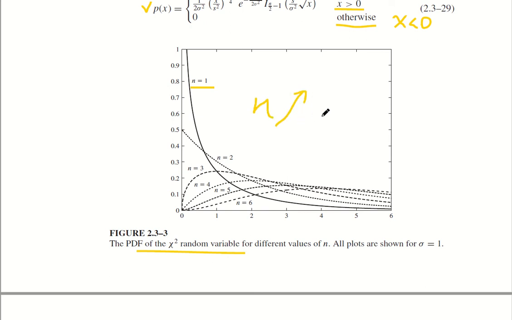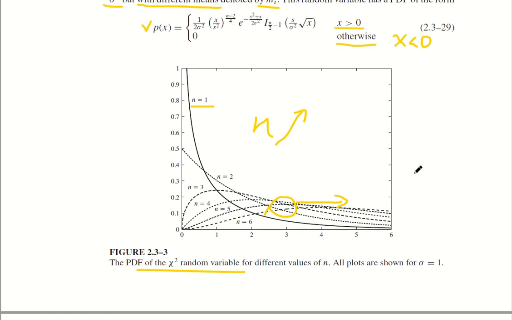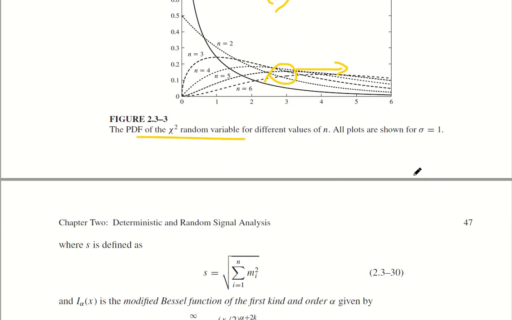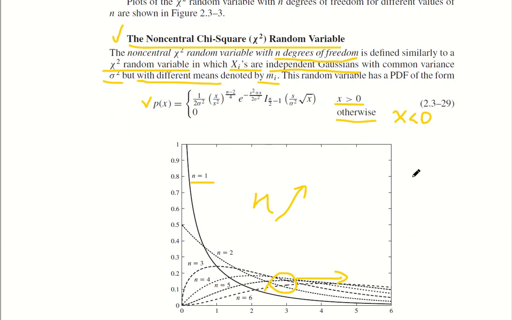meaning that you are doing summation for more Gaussian random variables, the probability density tends to spread out to the right, which is reasonable, just because you are doing summation for a lot more Gaussian random variables.